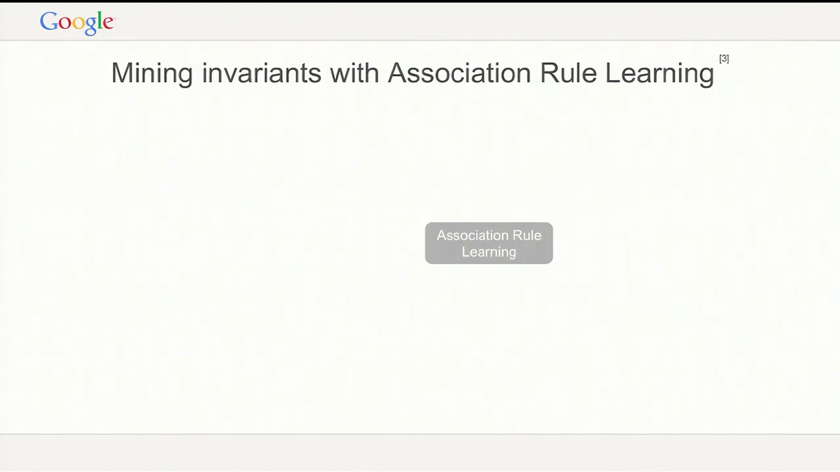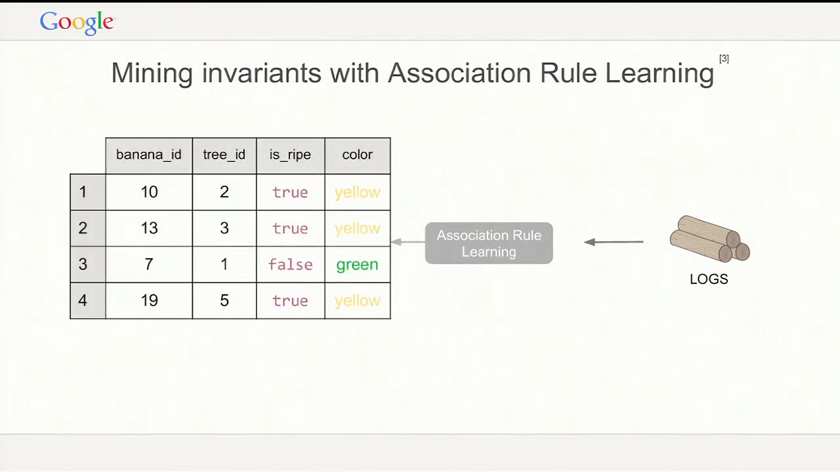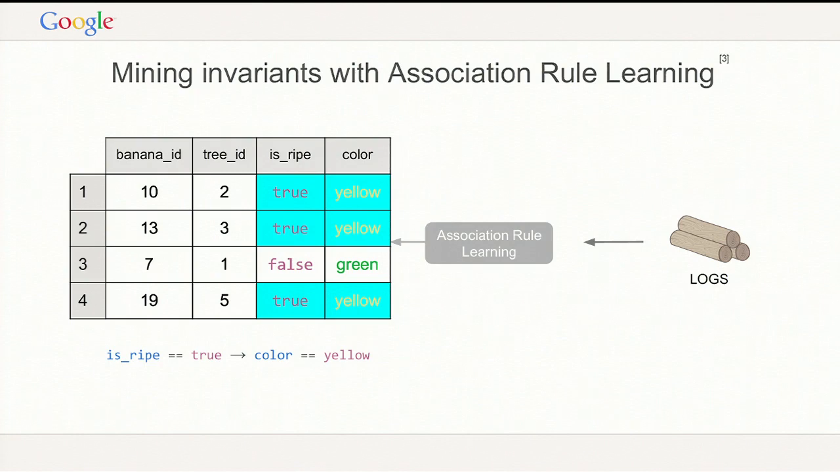So I'm going to run through an example to show you how this works. Again, we have logs. We push them through this association rule learning algorithm, and it takes this as tabular data. It's like a database, basically. Immediately when you look at this, if you look at rows 1 to 4, you realize that whenever isRipe is true, color is yellow. So association rule learning can actually find this, and it can output that whenever isRipe is true, this implies color is yellow.